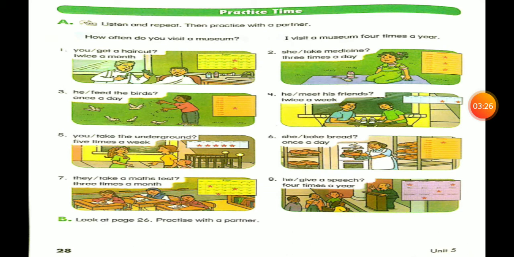2. I have she take medicine 3 times a day. How often does she take medicine? She takes medicine 3 times a day. Number 4. He meets his friends twice a week. How often does he meet his friends? He meets his friends twice a week.